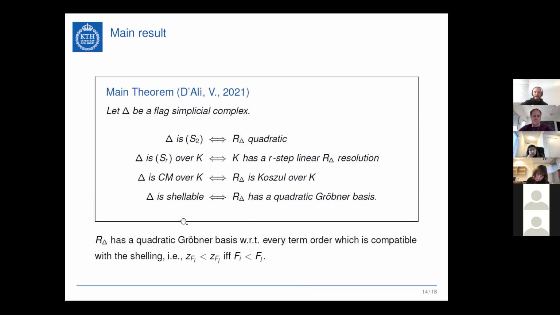Okay. And so there's a very tight connection between the term order on R of delta, which gives you a quadratic Gröbner basis, and the order of the facets that certifies shellability. In particular, R of delta will have a quadratic Gröbner basis for every term order which is, we say, compatible with the shelling. So if a facet variable comes before another, then the facet Fi should come before Fj in the shelling order. Okay, so this is the main theorem.